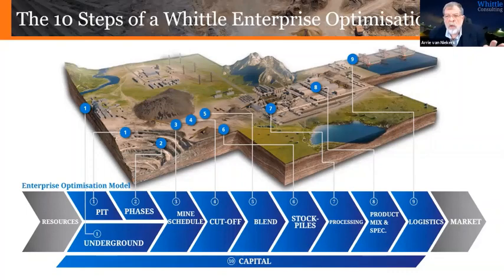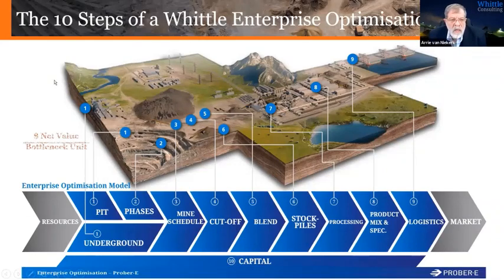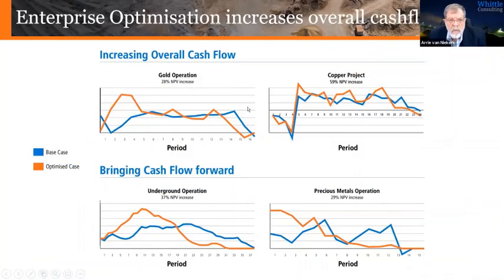And then what do we do with the lower grade material? Do you throw it away or do you stockpile it? And then the whole stockpile philosophy comes in. And then you have to do this over the life of mine. And using theory of constraints and the cost approach that I've just showed you, we call it activity-based costing. These are the kinds of results that the Whittle software or the Whittle approach will actually give you.